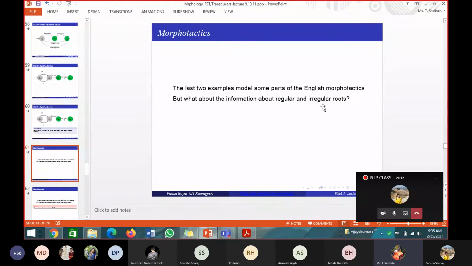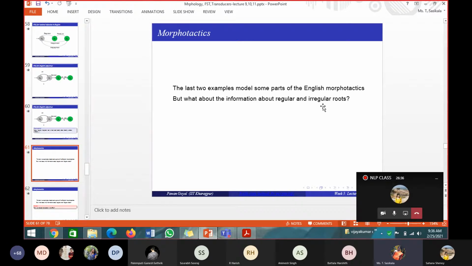What is Morphotactics? We have already learned, right? I think I have already told this word before itself. Please look into your notebook and tell me what is Morphotactics.